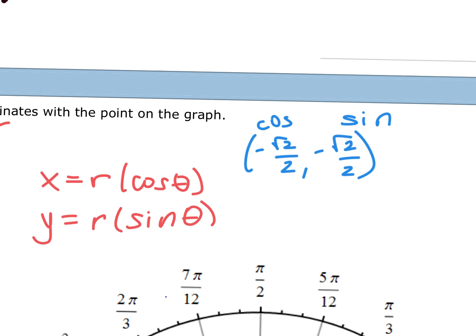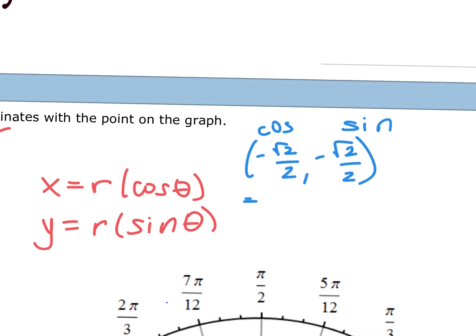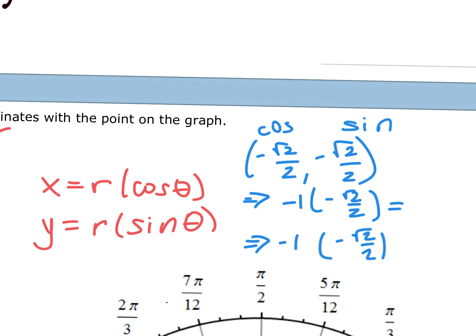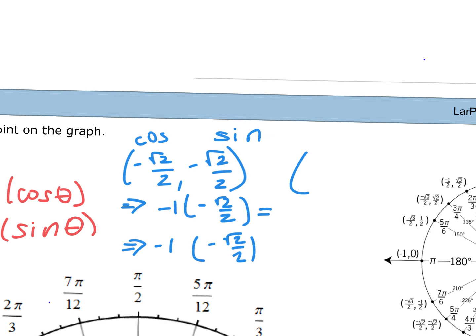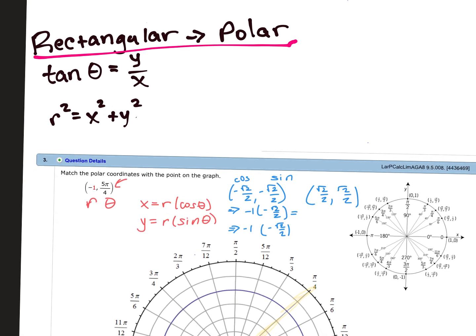So in order to find my rectangular coordinates, I have R, which is -1, times the cosine, which is negative root 2 over 2. And then to find the Y part, I take R, which is -1, times the sine, which is negative root 2 over 2. So if I have the square root of 2 over 2, that's negative, and I times it by -1, what's that answer? Yep. So my point is at square root of 2 over 2, comma, square root of 2 over 2. And that's it. You have 4 questions like that on the quiz, where you have to plot the point and then convert from one to the other.